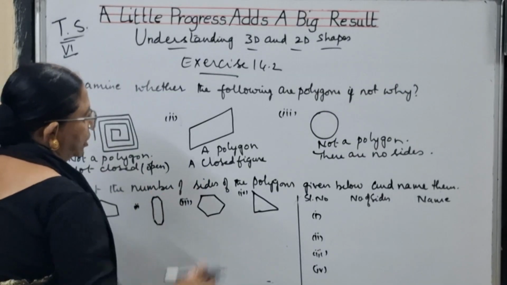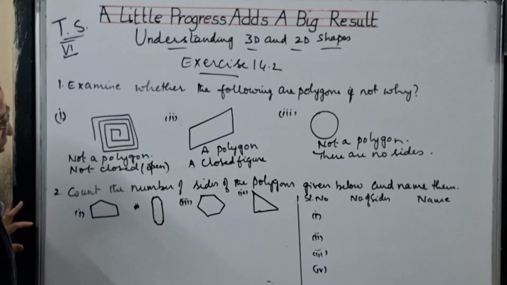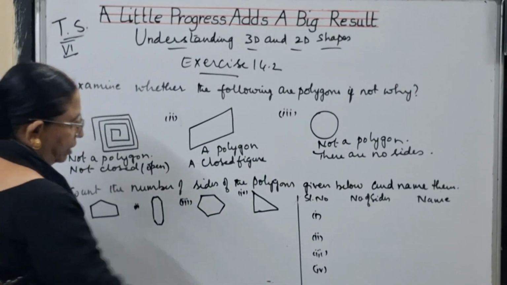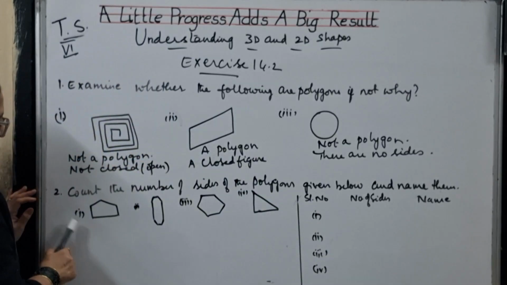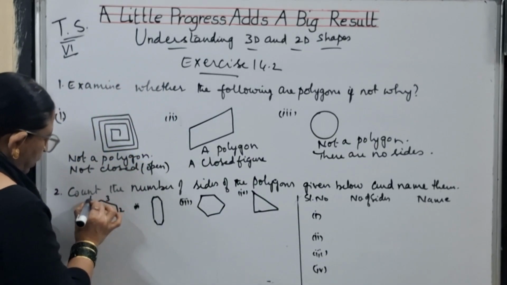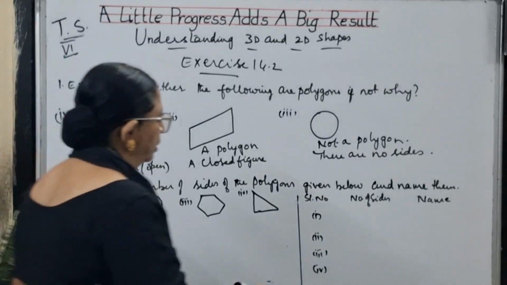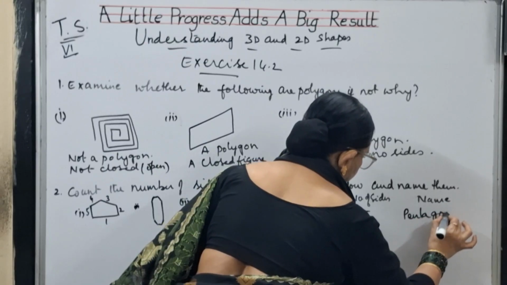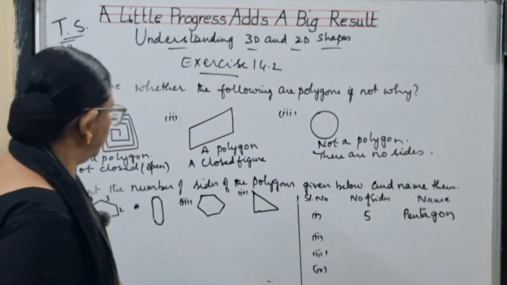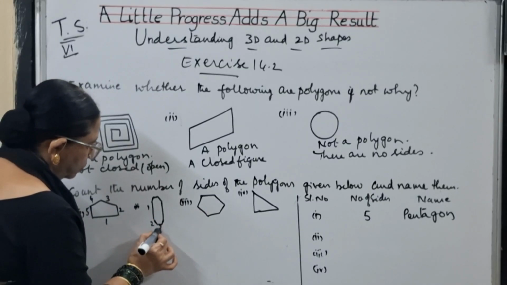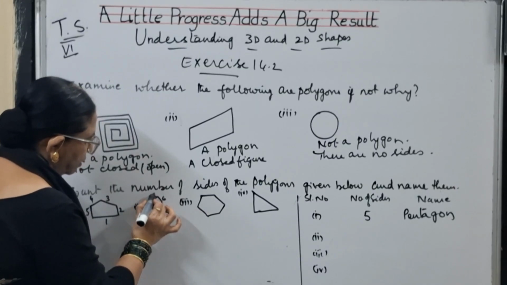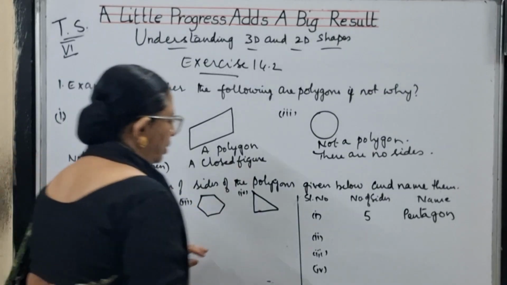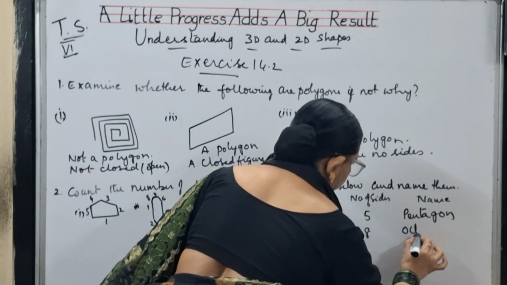Second one, count the number of sides of the polygons given below and name them. You have to name them. So these are the figures they have given. So here I am writing the answers. The first one, you see how many are there? 1, 2, 3, 4, 5 sides are there. So the number of sides is 5. So we call it a pentagon. Okay. Now the next one. 1, 2, 3, 4, 5, 6, 7, 8 sides are there. So because it has 8 sides, we call it an octagon.